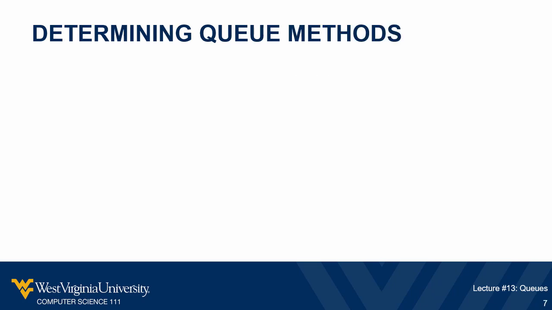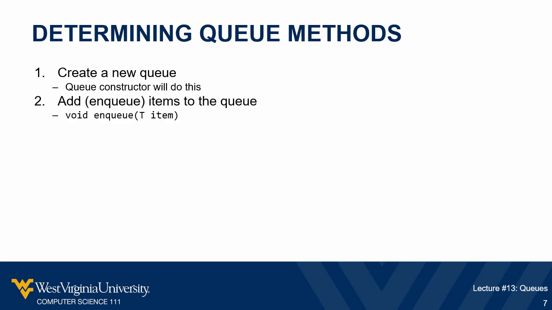Let's go ahead and figure out the methods that we need to have to support our queue. Obviously, we're going to have a way to create a new queue. The constructor in our eventual concrete implementation class will take care of this for us. And since constructors don't go inside of interfaces, we're not actually going to code this up right now.